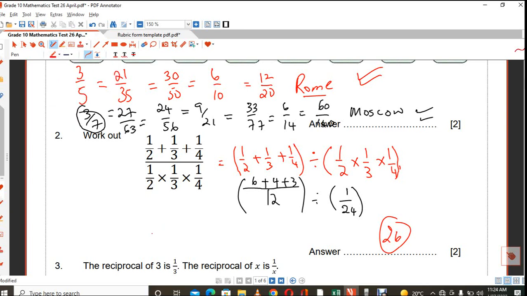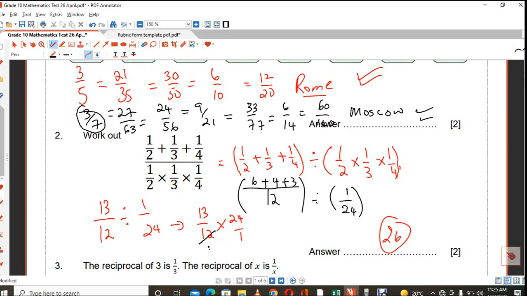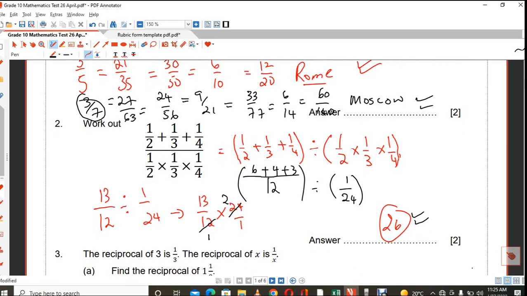Let me just come back here. So the numerator becomes 13/12. Are you with me so far? Now when you are dividing that by 1/24, you are going to change the division to a multiplication, and you are going to swap the fraction. Now from here, I think you are all understanding. 12 goes here, goes there. 13 times 2 is 26.